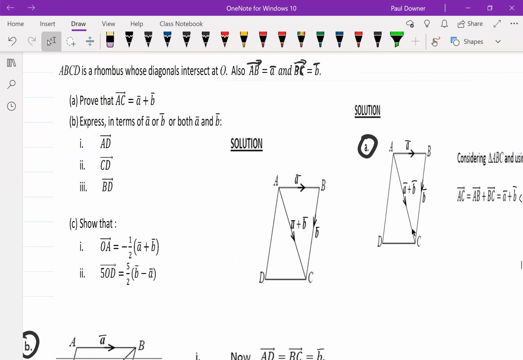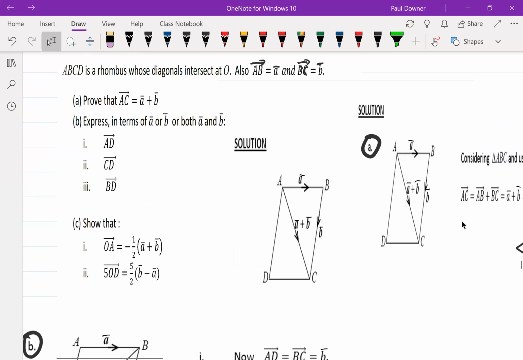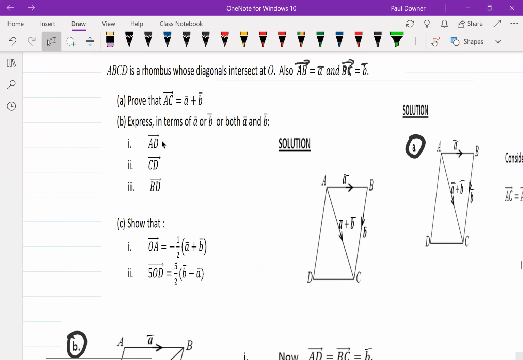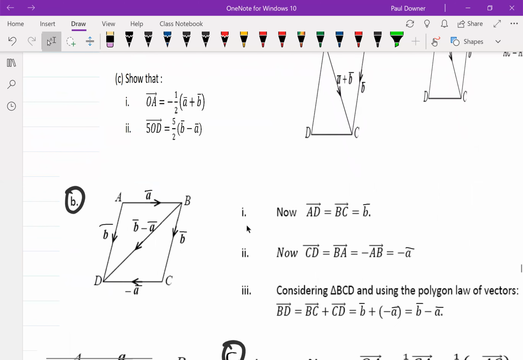Now remember, when you do a proof, you usually write these arrows in like this, because that tells you that I've proven what you asked me to prove. Okay, so that is the first one. The next one is: express in terms of A or B, or both A and B, the vector AD, the vector CD, and the vector BD. So let's work on the vector AD first.